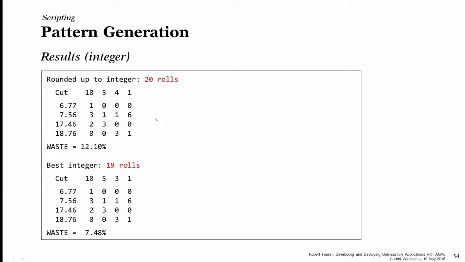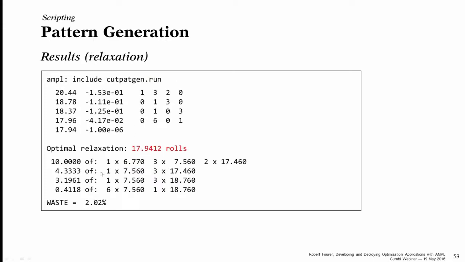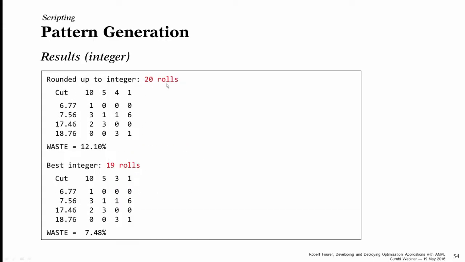And then if I just round all these solutions up to an integer, I get 20 rolls. But if I take those solutions and resolve it as an integer problem, it turns out I get 19. The best, remember, I could do was 18. Okay, but in this case, I didn't have to generate a huge number of patterns, and for a very complex problem, that might make a big difference.